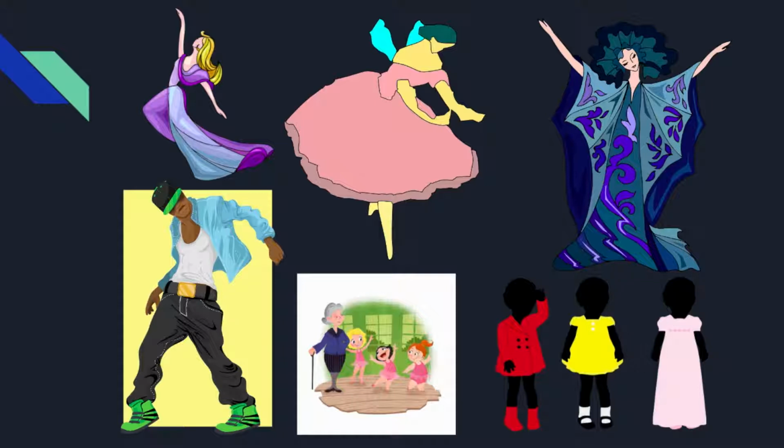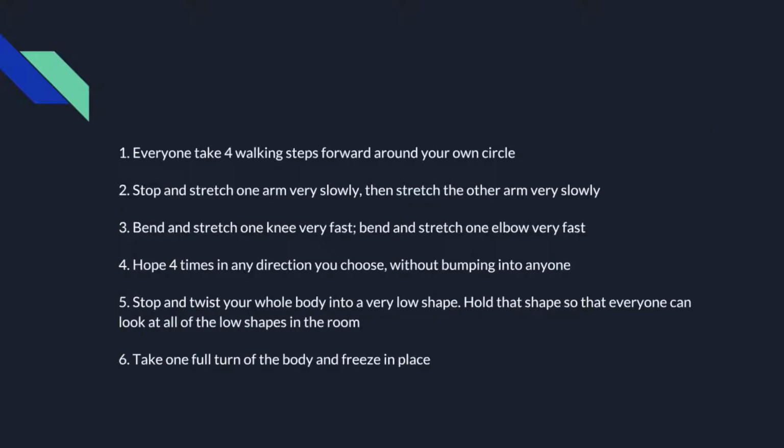The teacher can begin by making suggestions and then allowing the students to create their own ways of performing the pattern. An example I created is, everyone take 4 walking steps forward around your own circle. Stop and stretch one arm very slowly, then stretch the other arm very slowly. Bend and stretch one knee very fast, bend and stretch one elbow very fast. Hop 4 times in any direction you choose without bumping into anyone.